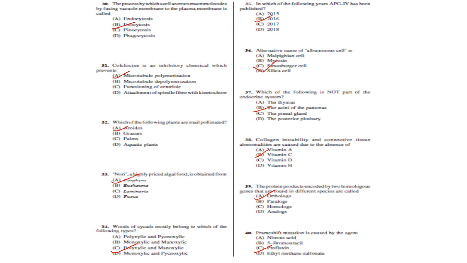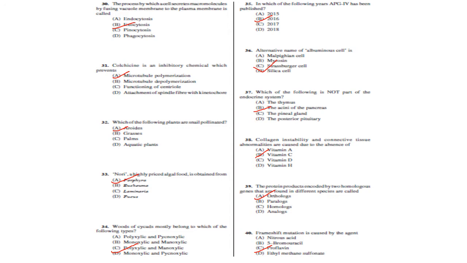So the pancreatic acinar cells, that is the acini of the pancreas, are not part of the endocrine system. It is a functional unit of the exocrine pancreas and it synthesizes, stores and secretes digestive enzymes. And the primary function of these acini is to synthesize and secrete hydrolytic enzymes into the duodenum for digestion of food.